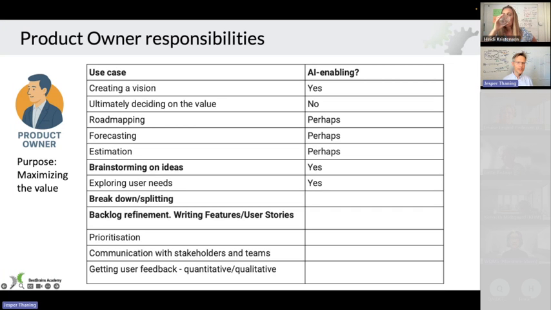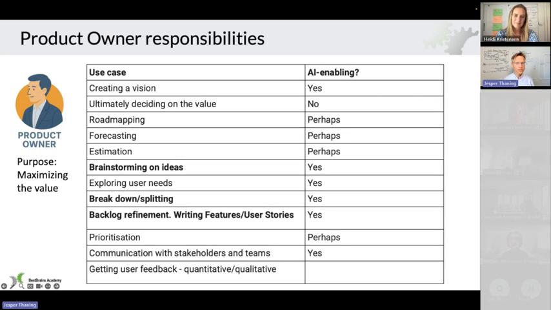Can we use this for brainstorming on ideas? Yes, we can. Can we explore user needs? Yes, we certainly can. We don't dive into that, but there are many ways of also getting a user perspective. You can give the AI roles and give an evaluation as a specific role, for example. Breakdown and splitting, that's what we're going to see at the end of today. Can we get AI to prioritize our backlog? Well, perhaps. I've tried it a little bit with prioritization prompts, and you can get some perspectives, but I wouldn't delegate the work of prioritization to an AI.